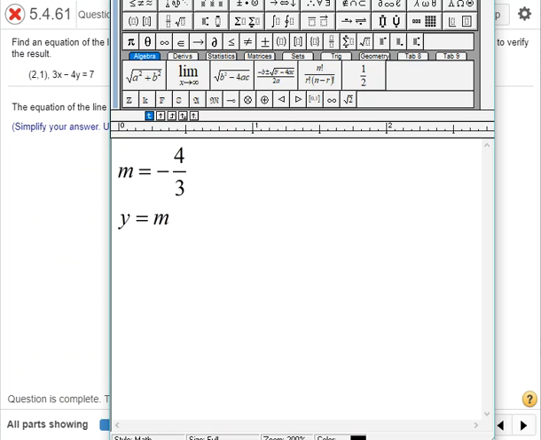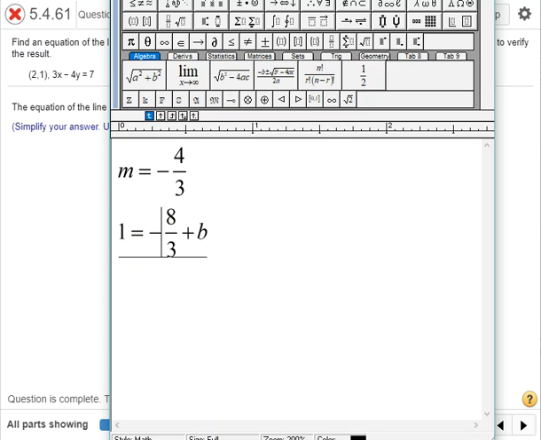We know the equation is going to be y equals mx plus b. I've already found my slope, so we substitute that in for m. And I have an ordered pair, 2, 1, that I can substitute in for x, that would be the 2, and 1 for y. We want to solve for b. 2 times 4/3 will give us 8/3. 2 times 4 is 8, 1 times 3 is 3.